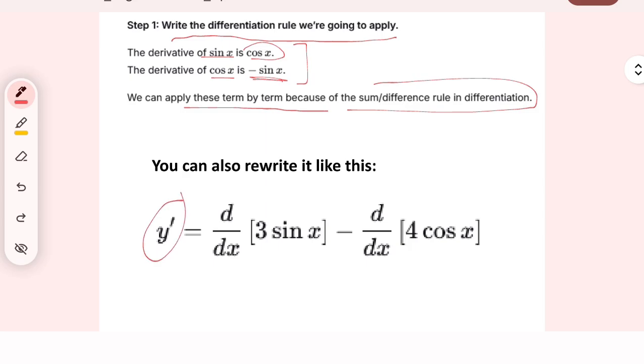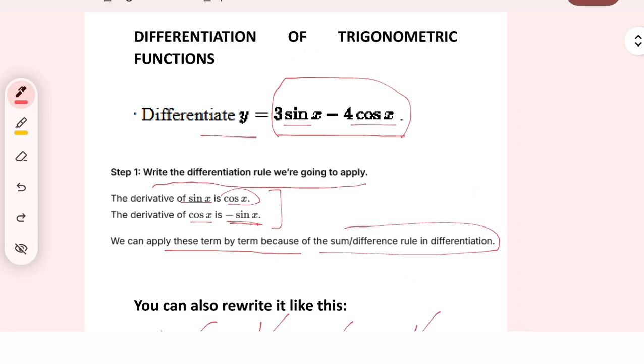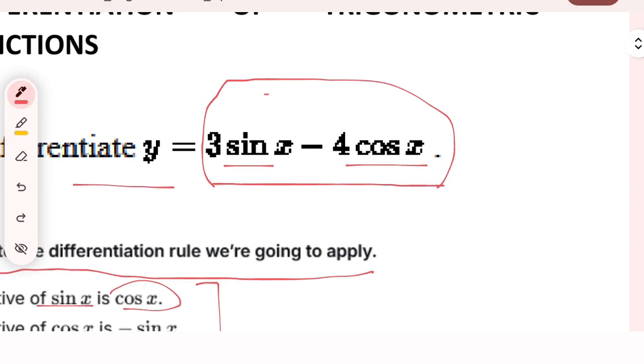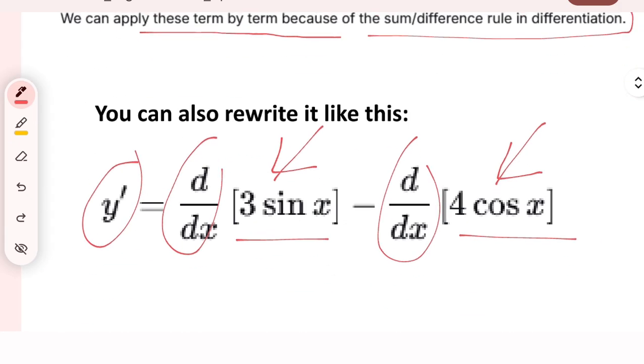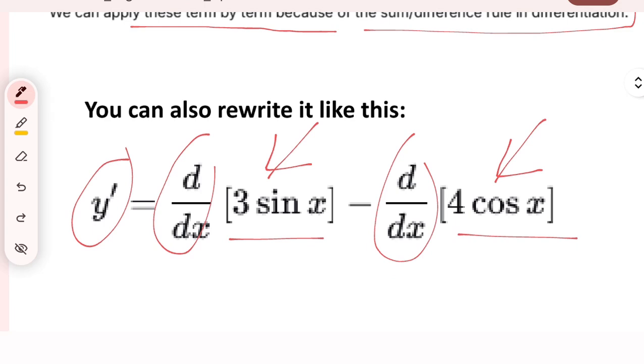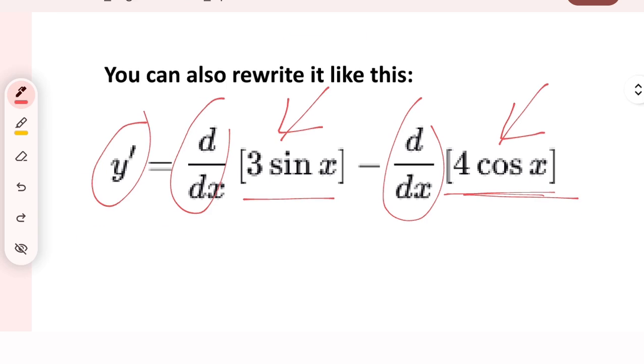Now the derivative of y is simply equal to the derivative of this first term minus the derivative of the cosine term. So we take the derivative of this one first, and then minus the derivative of this one. Let's do it one step at a time. We will take the derivative of 3 sine x minus the derivative of 4 cosine x.